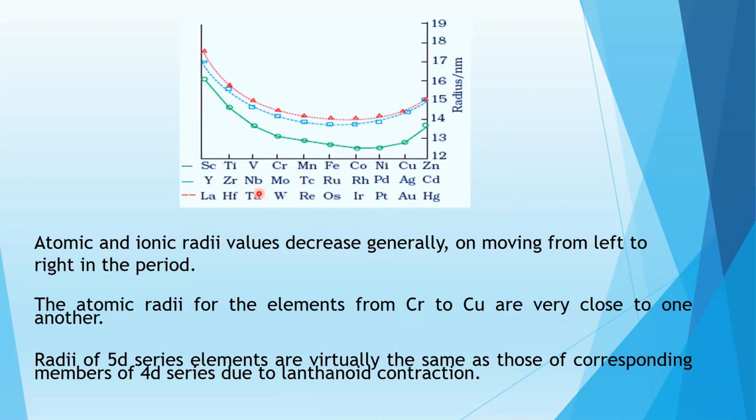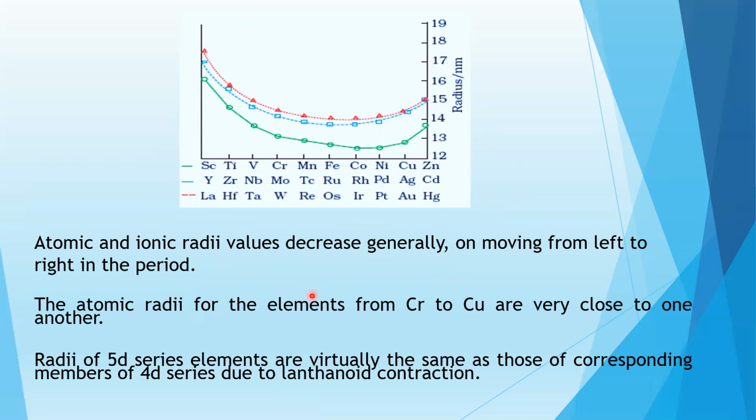You can see we have again a graph of the radius versus the elements. You can see 3d, 4d and 5d series elements, with the first being scandium to zinc, then yttrium to cadmium, then lanthanum, then hafnium to mercury. So we have scandium that is green in color. You can see the radius. Initially, the atomic radius is high, that is scandium, and then it goes on decreasing.